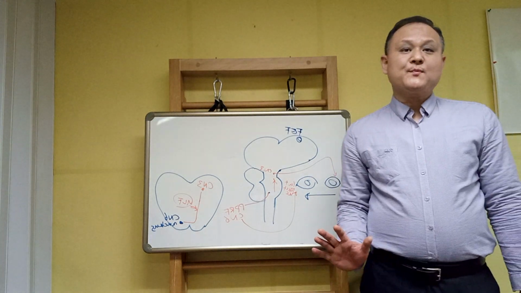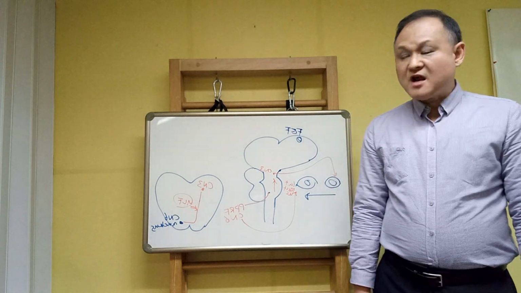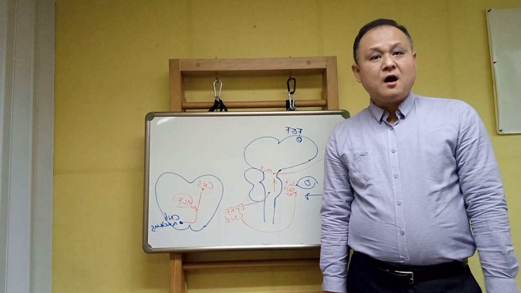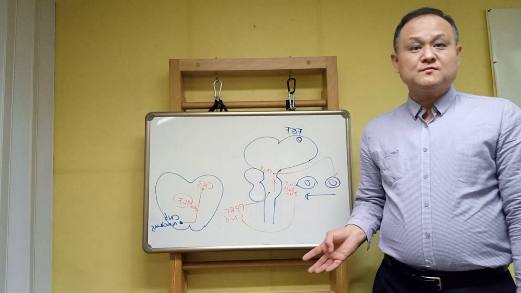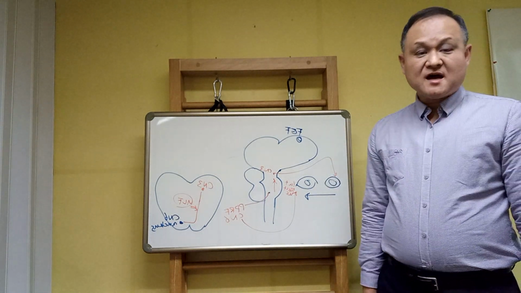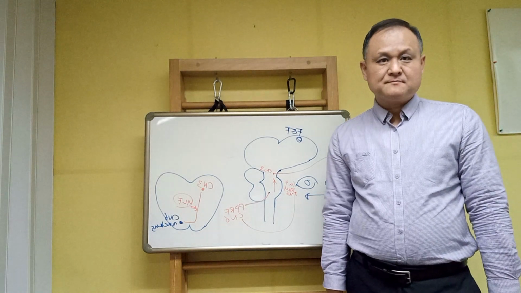Pursuit is the same pathway. The only difference is that it is generated from the parieto-occipital region of our brain and goes down to the same side. So the cranial nerve 3 and cranial nerve 6 muscles are activated. That is the pursuit pathway.